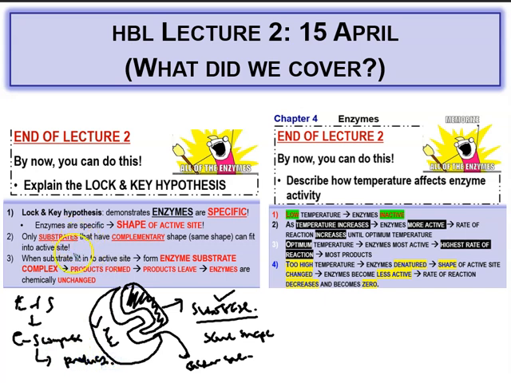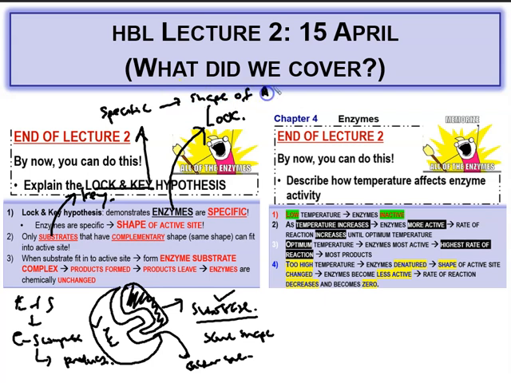Why do we say it's a lock and key? We say that your enzyme is the lock because it doesn't change, and your substrate is the key. That's why it's the lock and key hypothesis, which tells you that enzymes are very specific because of the shape of the active site. After that, we also talked about how temperature affects enzyme activity.